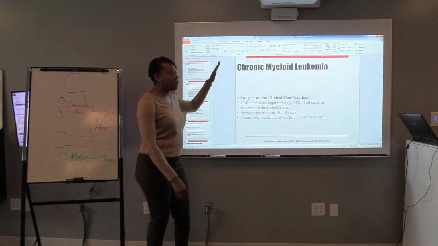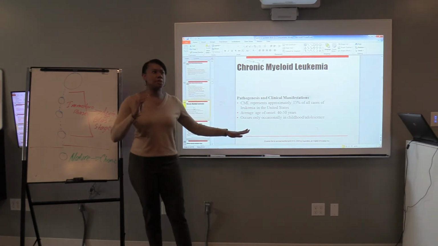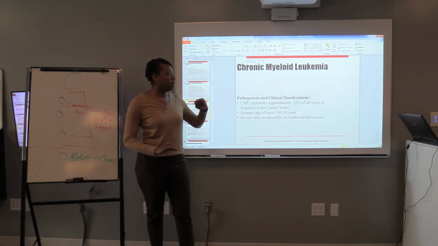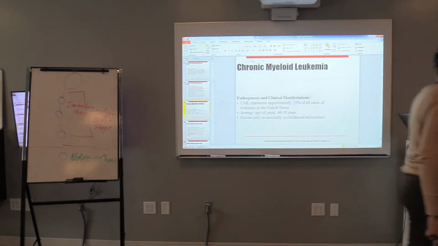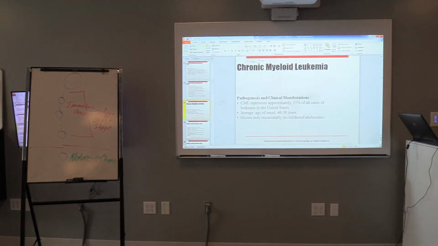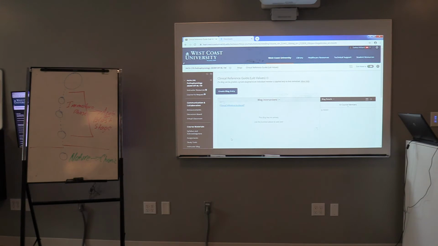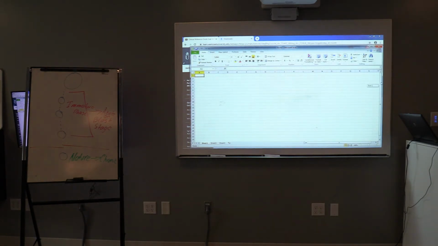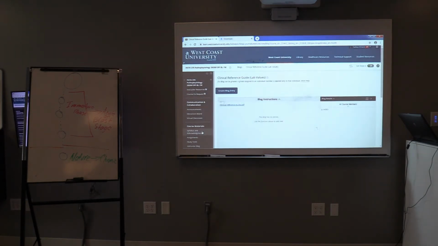Okay, so the rest of this goes into the different types of leukemias and lymphomas. So just to make you aware, I'll go right to the spreadsheet because that's a little easier to handle. Oh, what happened? Where'd it go? I don't know what happened to the spreadsheet.